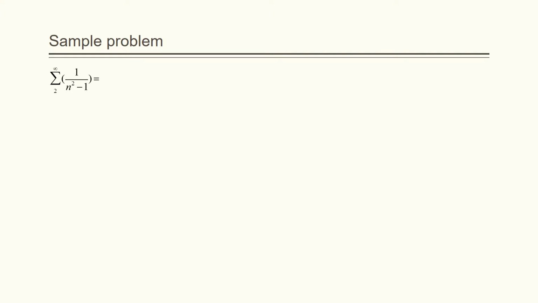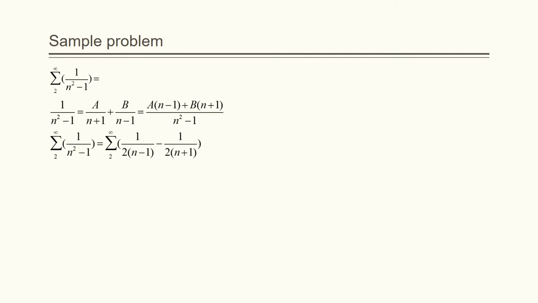In this example, the series from 2 to infinity of 1 over n squared minus 1, we use partial fraction decomposition and we end up with this equation. We then use this to expand it and end up with like terms which we can cross out, and end up with the answer of 3/4.